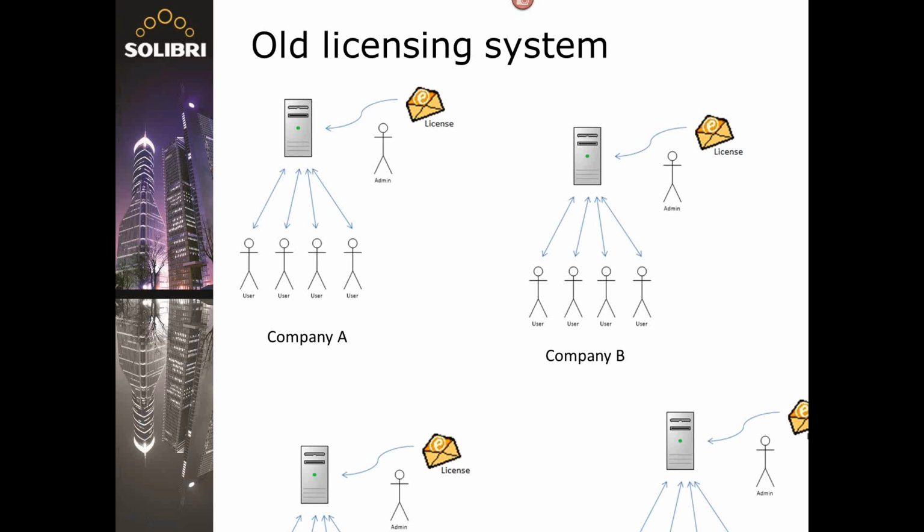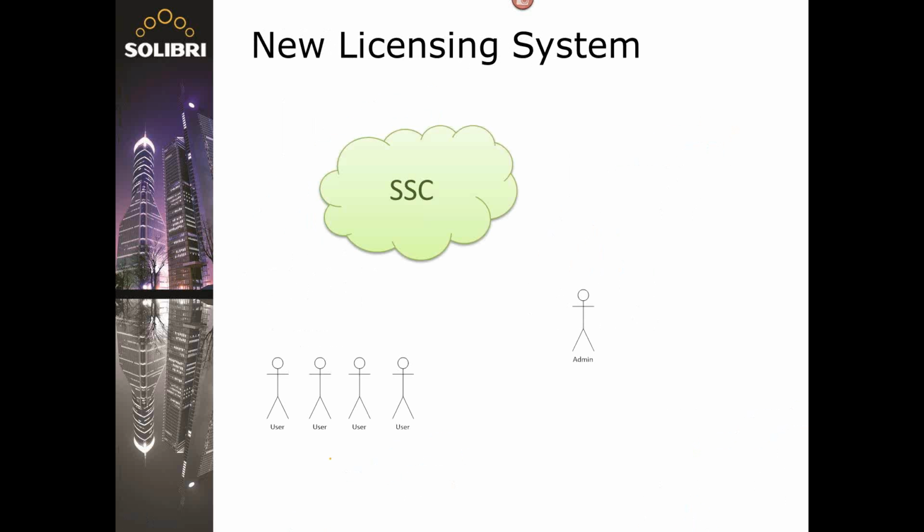Or if somebody would like to buy more licenses, we have to produce a new license, and once again emails are sent back and forth. Not nice for the administrators, not nice for us either. The new licensing system is totally based on cloud. We call that Solibri Solution Center, and it's a cloud-based system. And first of all, it's also for the beta testing phase. Your administrator will get an email from us with instructions on what to do.